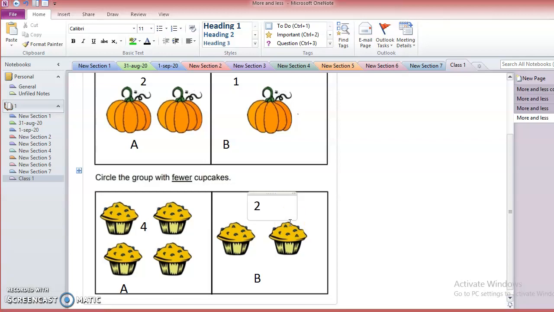So this is the lesson which we completed yesterday about more, fewer, greater than, less than.